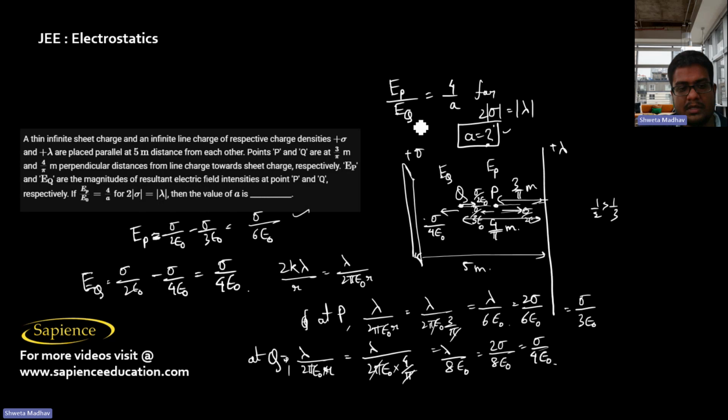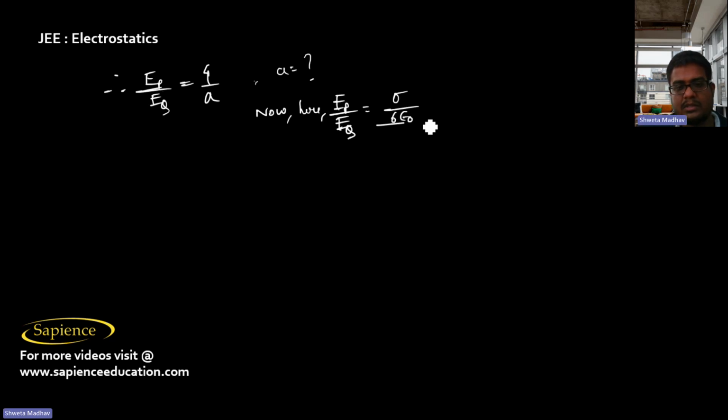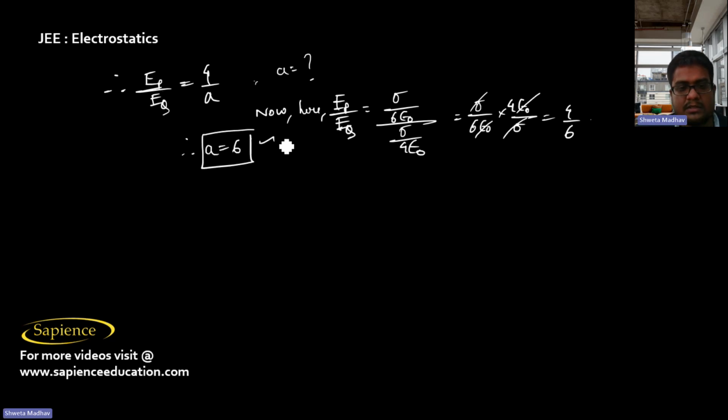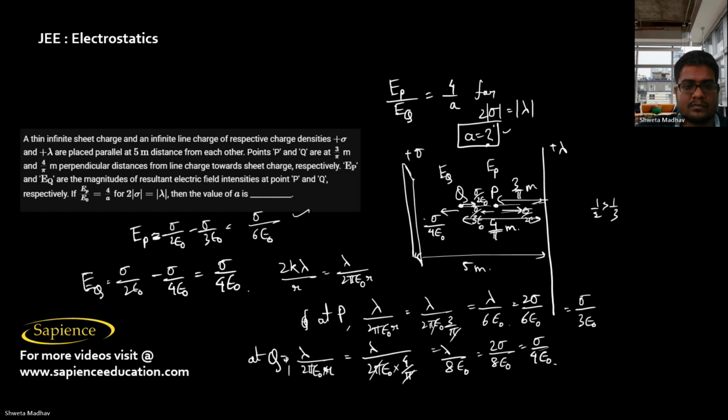So then A will be how much? Here you can see EP by EQ, the electric field at point P by the electric field at point Q. The electric field at point P is sigma by 6 epsilon naught, and EQ is sigma by 4 epsilon naught. So sigma by 6 epsilon naught times 4 epsilon naught by sigma. Sigma and sigma will cancel, epsilon naught will cancel, which is 4 by 6. Therefore EP by EQ is 4 by 6, so A will be equal to 6. Therefore, the value of A is 6. So 6 is the answer.